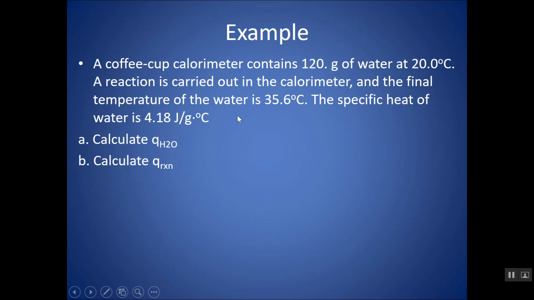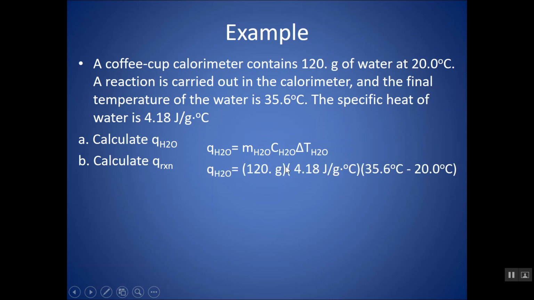So I can figure out what's happening to the water. The water is going through a temperature change, so I can use QMC delta T. And I just put subscripts of H2O to remind myself this all has to do with H2O. So I'm using all H2O values here: the mass of water, the specific heat of water, and the change in temperature of the water. So the mass of the water is 120. Specific heat is 4.18. Put in your units so you can see what cancels. My temperature change: it started at 20 and went to 35.6, so I subtract those two values.